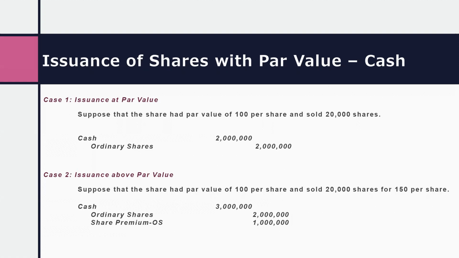Tapos, mag-credit tayo ng ordinary shares. Take note class, since this is a par value share, ang i-credit lang natin sa ating ordinary shares is equivalent lang sa par value. So, that's 20,000 times 100, so 2 million. And ang excess, i-credit natin sa share premium ordinary shares in the amount of 1 million. So, again, pag merong excess doon sa issue price over the par value, yung excess natin ay i-credit natin to share premium.